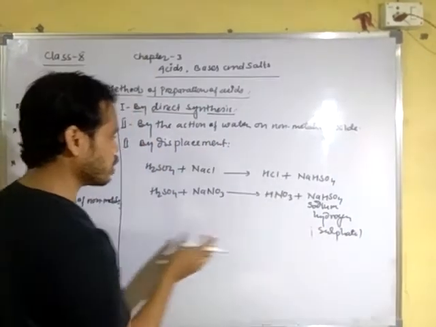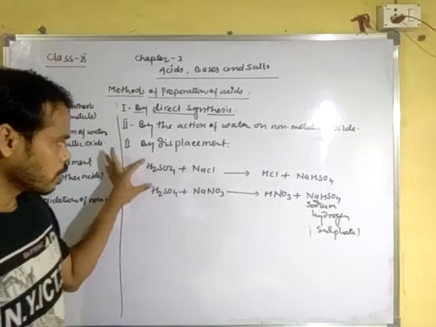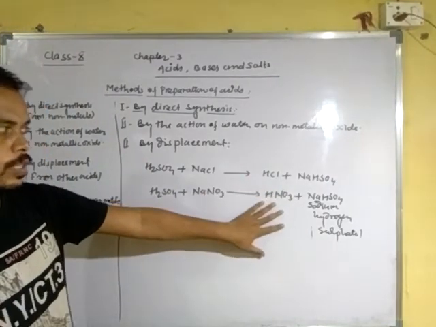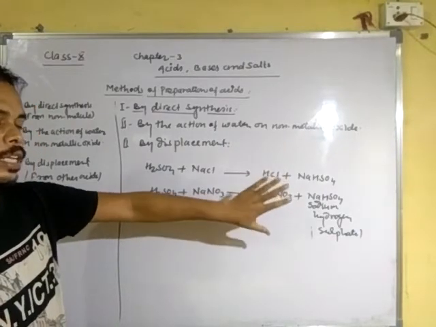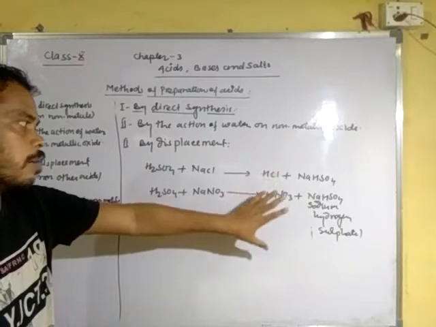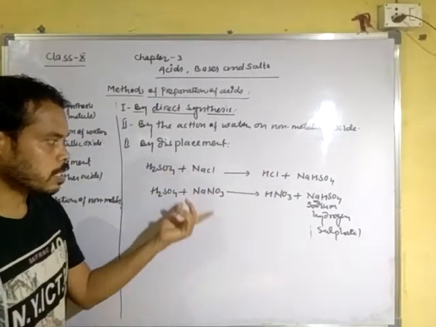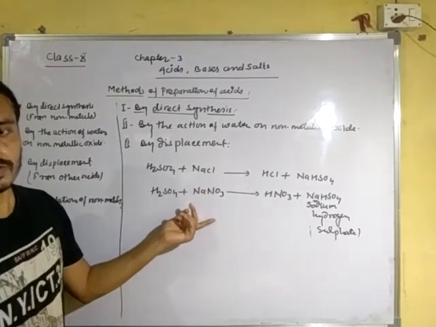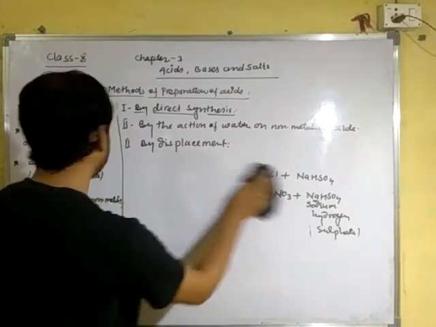Sulfuric acid is a low volatile acid, and HCl and HNO3 are high volatile acids. That means a high volatile acid can be formed by the action of a low volatile acid on some salts like sodium chloride and sodium nitrate. Next one is by the oxidation of non-metals.